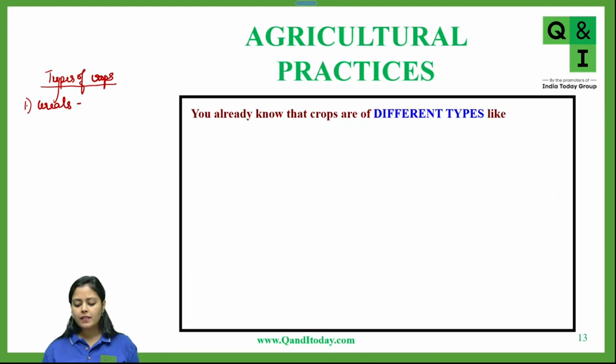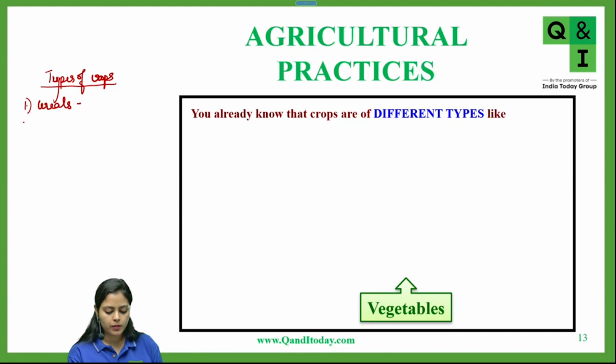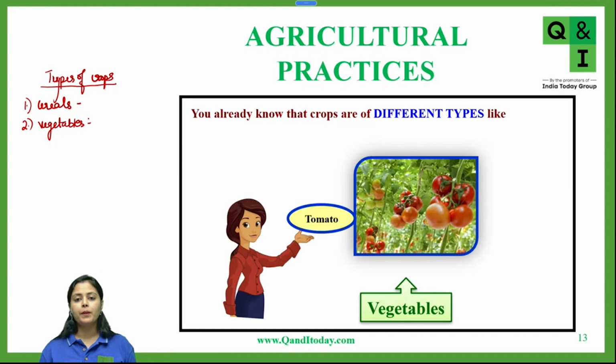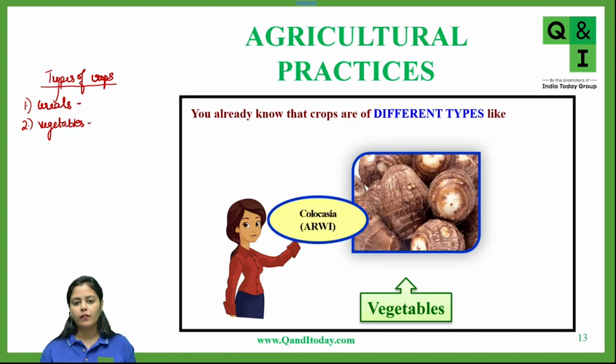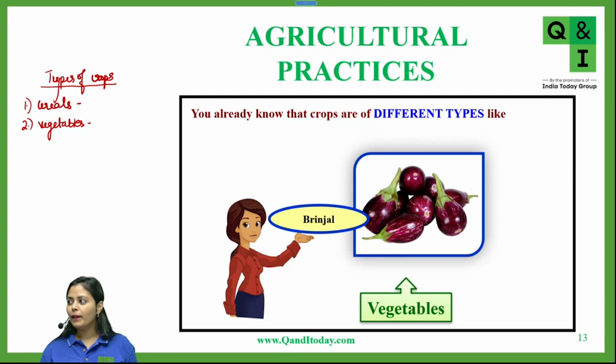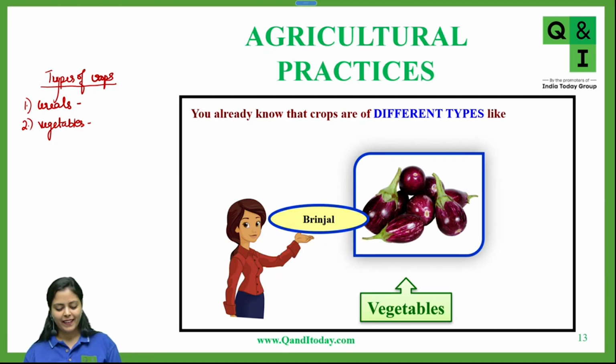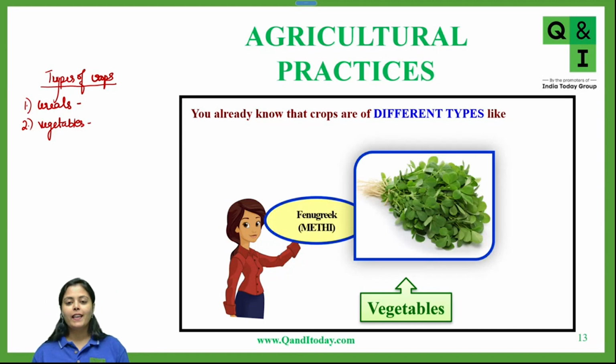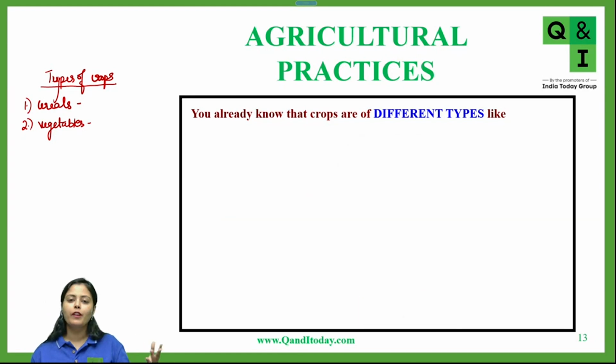Okay. The next type of crops are your vegetables. Now, vegetables, for example, can be tomato, colocasia, which is arbi, bitter gourd karela, brinjal. How many of you don't like karela? Whenever I am teaching offline, my students mostly make faces whenever they hear of karela. Okay. Now next, brinjal, and fenugreek, which is called methi. These are different vegetables which are grown and cultivated by the farmers.